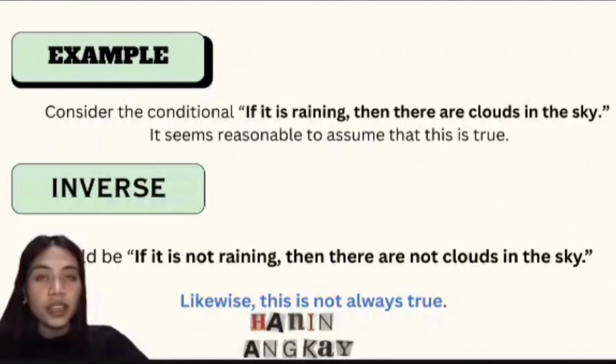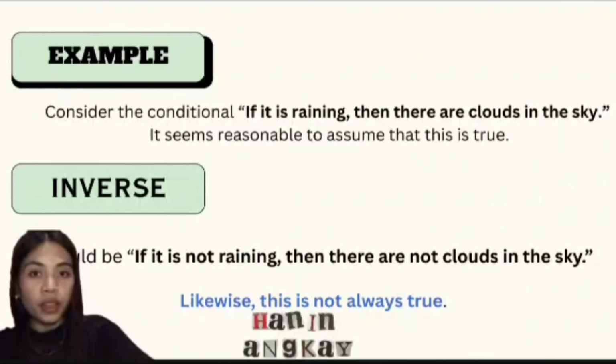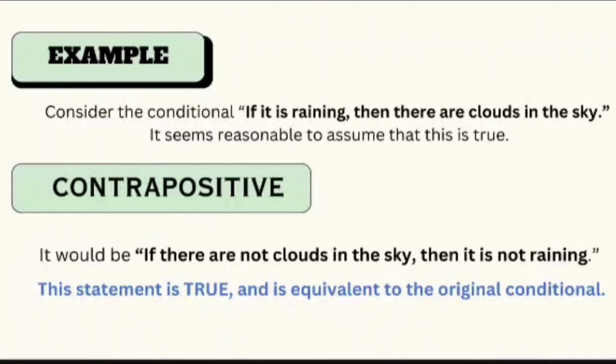A number is even if it is divisible by 2. So for example, P is: a number is even, then Q: the number is divisible by 2. Original: if P, then Q.